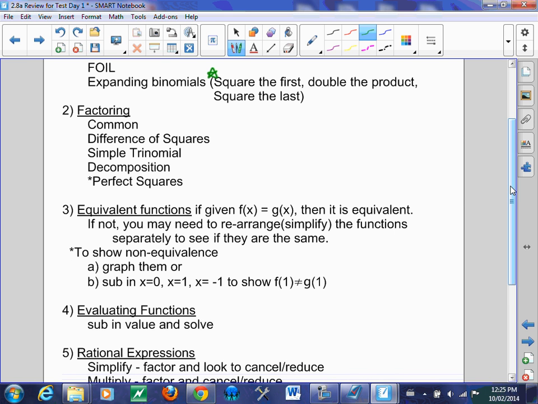Make sure you know for factoring, guys, how to common factor, difference of squares, simple trinomial where a equals 1, decomposition, a does not equal 1, and you split the middle term, right? And then after you split the middle term, you're going to factor by grouping. Okay, and the new one that's probably easiest to recognize now is perfect squares. Square root of the first, square root of the last, and does double the product equal the middle term?